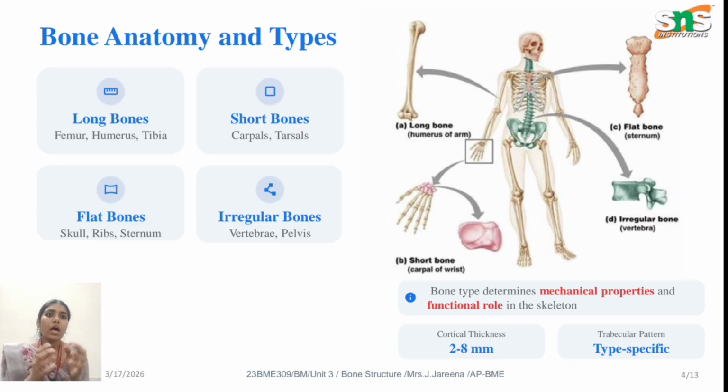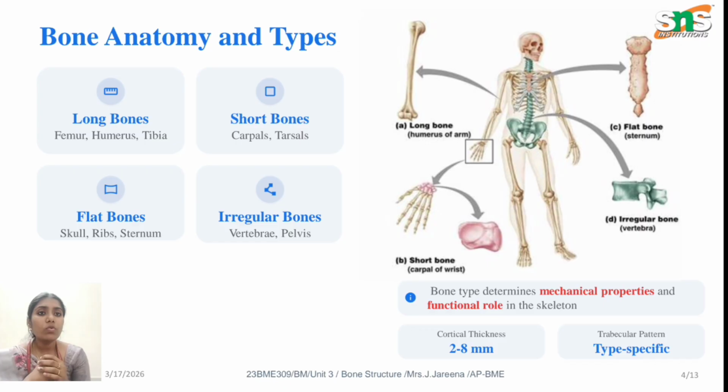Short bones like carpals and tarsals give importance in terms of stability. Flat bones like the skull, ribs and sternum help to protect the internal organs. The ribs and sternum protect your heart and lungs, and the skull protects your brain. So these bones are mainly focused on protecting the internal organs.